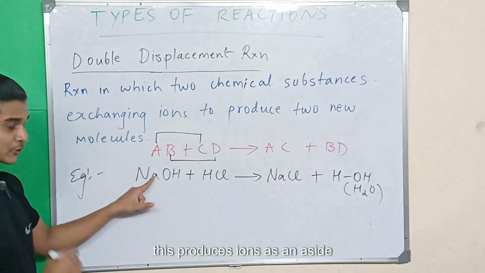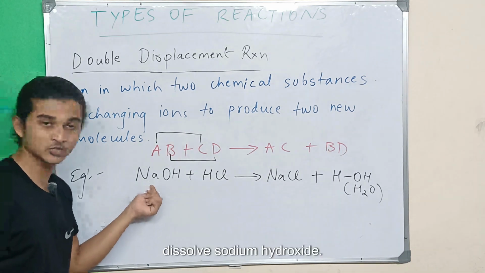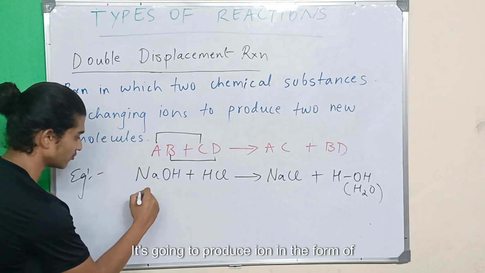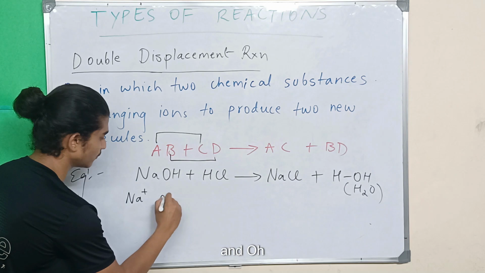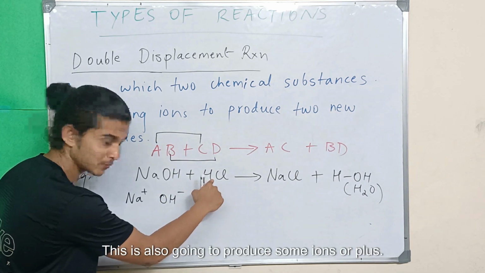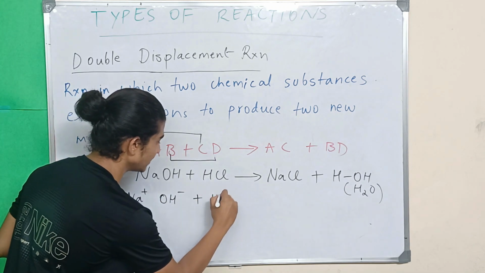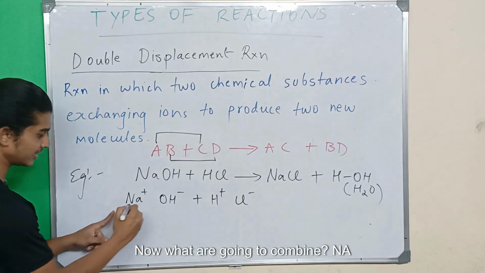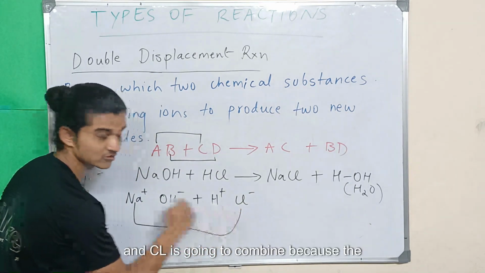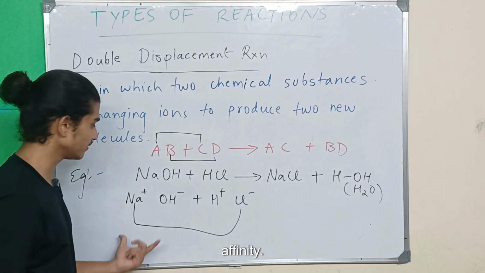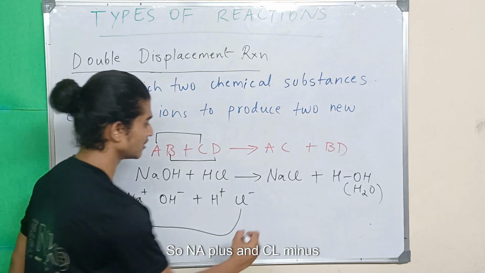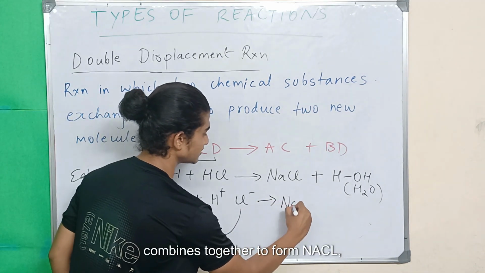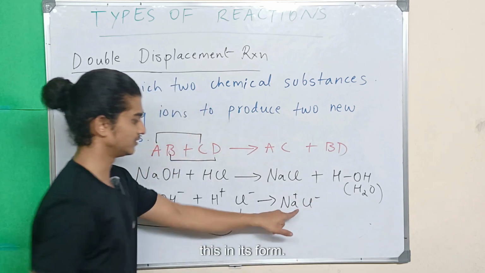So this produces ions. As soon as I dissolve sodium hydroxide, it's going to produce ions in the form of Na+ and OH-. So this is also going to produce some ions, H+ and Cl-. Now what are going to combine? Na and Cl are going to combine because of the opposite charges and they have most affinity. So Na+ and Cl- combine together to form NaCl, which is this in its form.